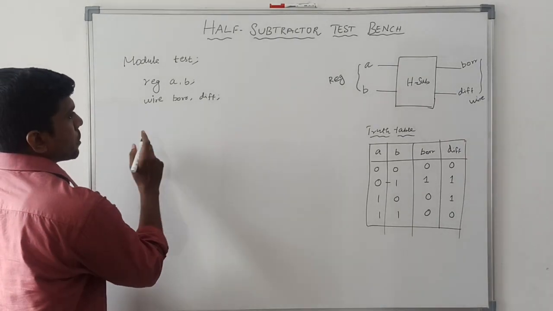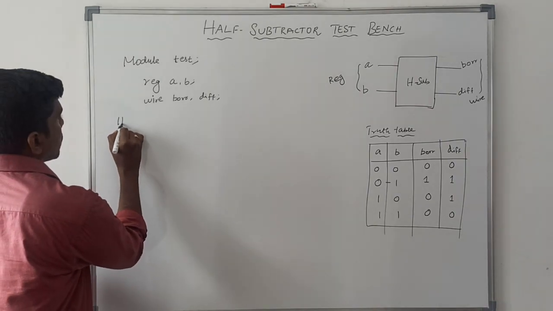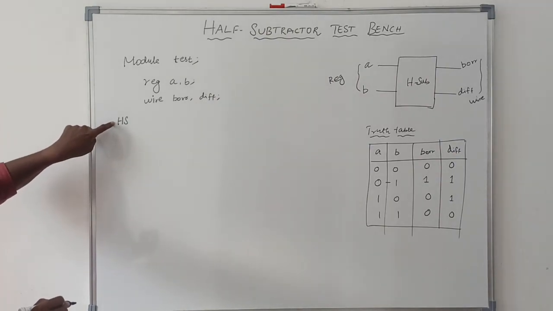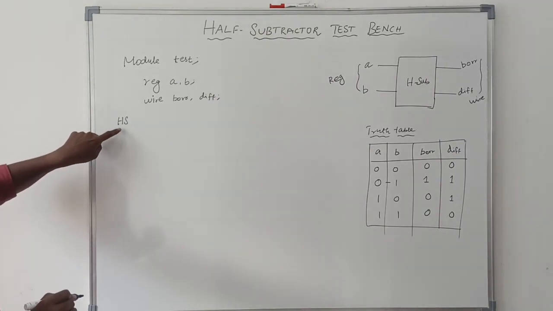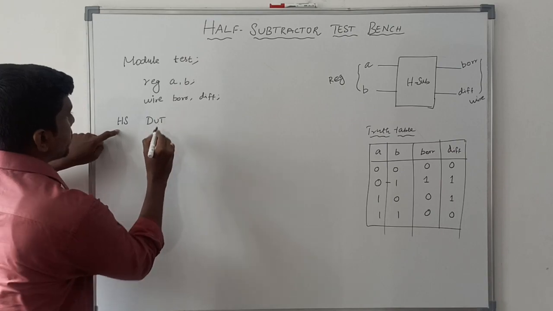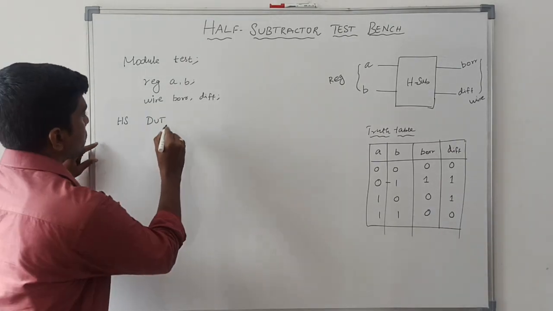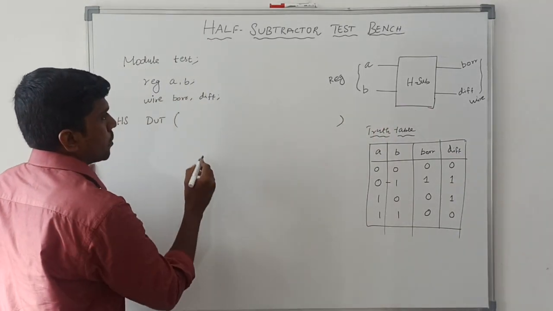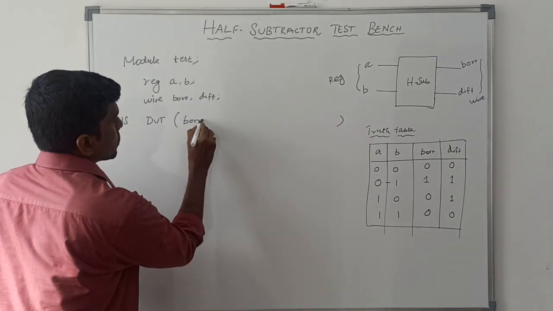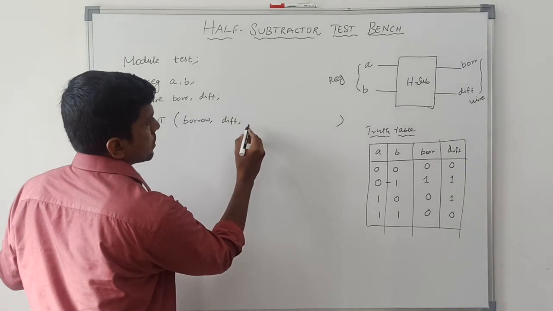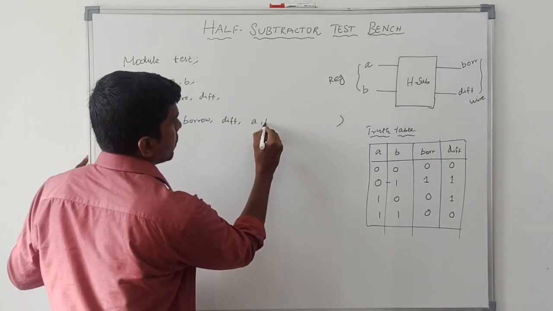Next is the declaration of instantiation. Half subtractor is the module name. While you are writing the Verilog HDL program, you mention the module name, and that name is declared here. So half subtractor, then DUT. DUT represents device under test. Within brackets mention the output variables borrow, difference, and input variables A comma B.